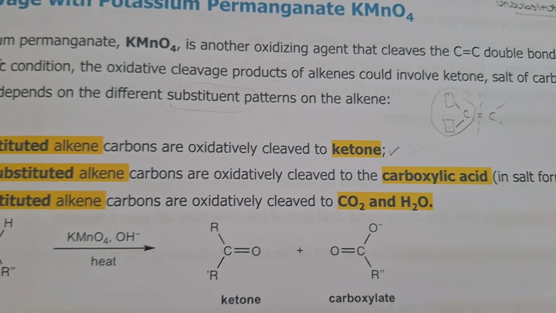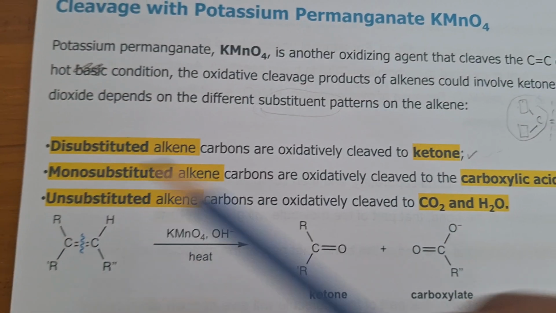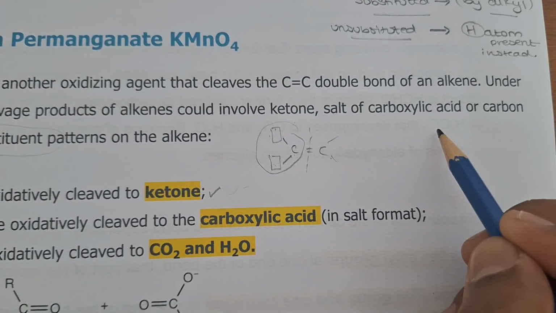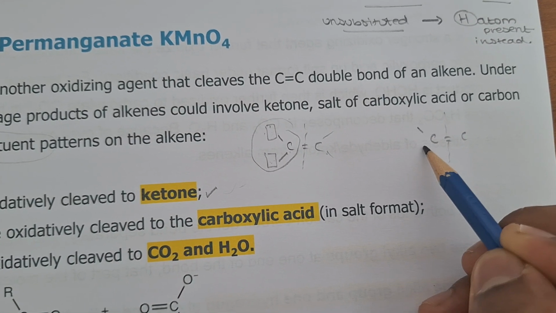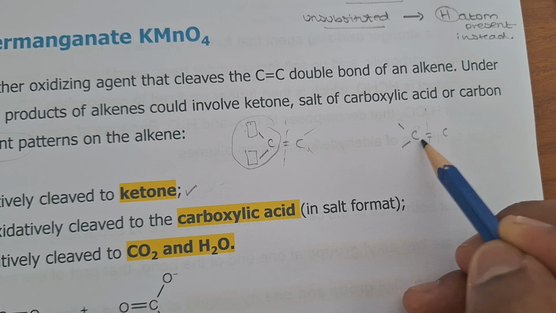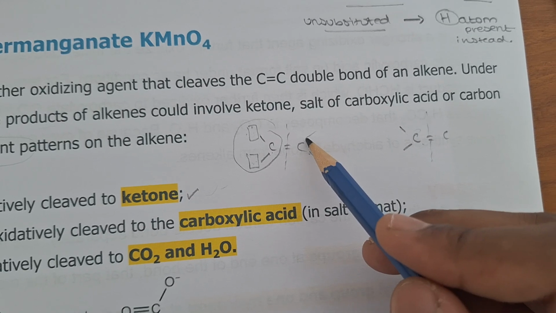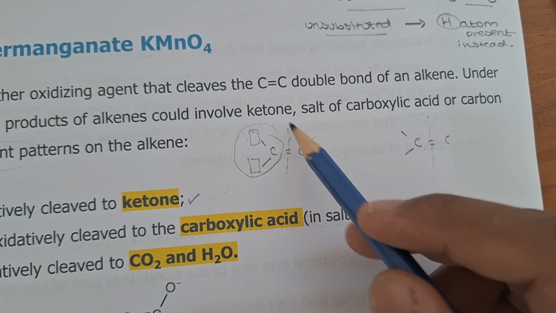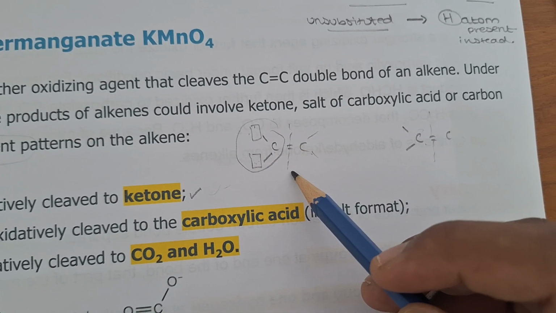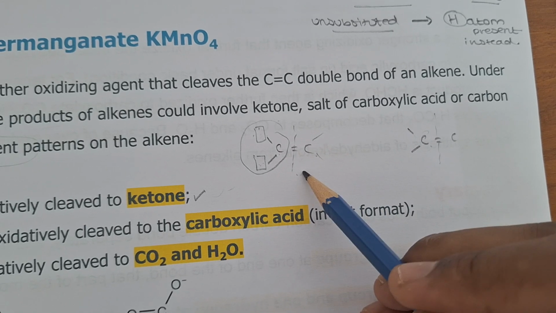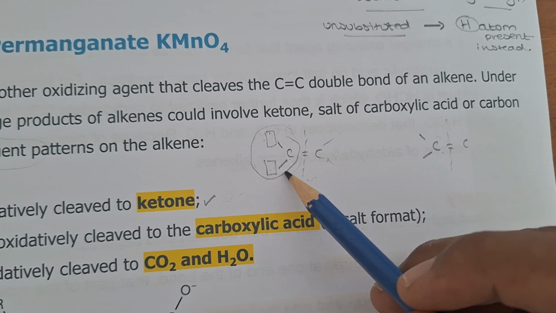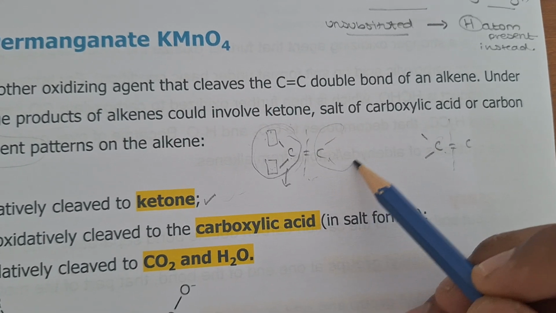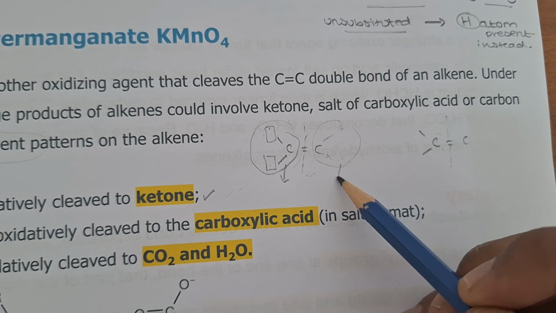Bon, qu'est-ce que c'est ketone, nous le verrons un peu plus tard. Maintenant, monosubstituted veut dire quoi? Même affaire, la moitié, ce carbone double bond là. Ok, ce carbone là. Bon, maintenant, au fait, cette molécule là, elle est cassée à partir de ce double bond. Alors, dépendant de ce qui est ici, it will be oxidized. Et cette partie là aussi, dépendant de ce qui est attaché, elle peut s'oxyder.